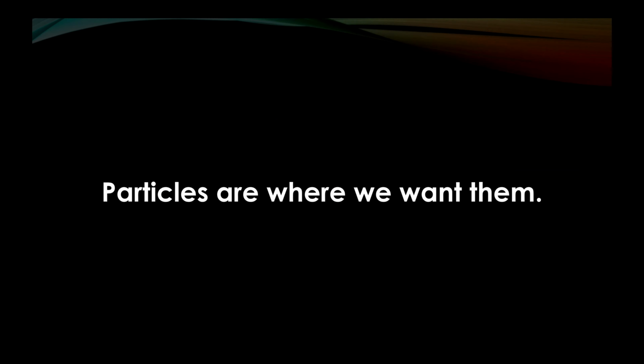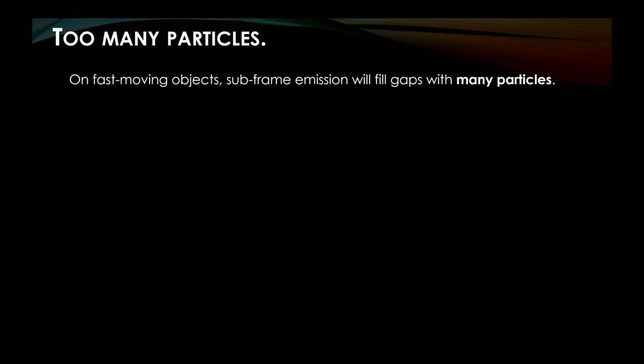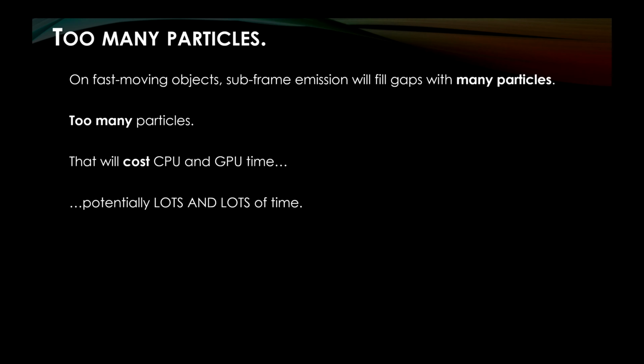So far, we have a situation where all the particles are where we want them, namely that there aren't gigantic gaps between the spaces where the locator was in the previous frame and the current frame. Seems like we're done. There's one problem. Filling all those gaps emits too many particles. For very fast-moving objects, subframe emission will fill those gaps with just a huge number of particles. Way too many particles. That will cost a huge amount of CPU and GPU time, and usually visual effects in video games have a pretty small budget. Like a pretty small fraction of the total budget of a video game is for particle effects. So what you need to do is actually emit fewer particles.